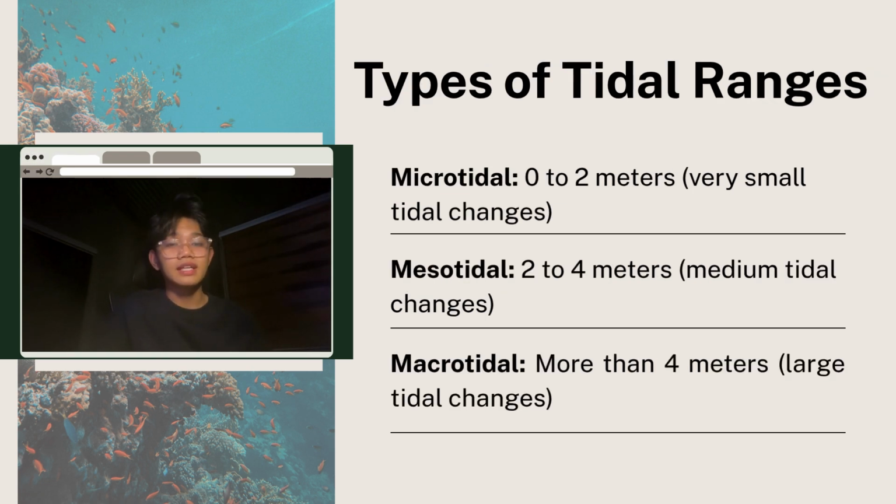Types of tidal ranges. We have here three types of tidal ranges. The first one, microtidal, 0 to 2 meters, very small tidal changes. The second, mesotidal, 2 to 4 meters, medium tidal changes. Macrotidal, more than 4 meters, large tidal changes. So, the three types of tidal ranges are microtidal, mesotidal, and macrotidal.